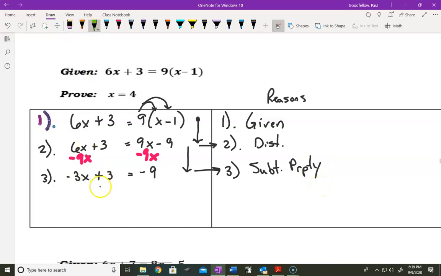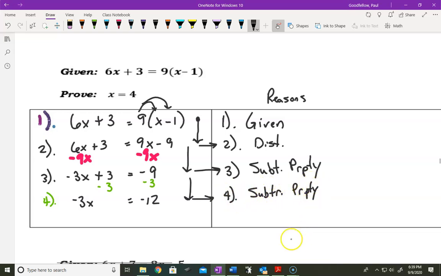And next I'd subtract 3 on each side, and I would end up getting line number 4, which would be negative 3x is equal to negative 12. Again, that was the subtraction property. And then from step 4 to step 5, I would push this negative 3 on each side by division, and I'd get x is equal to 4. And I'd say, okay, the step that got me there was the division property of equality.